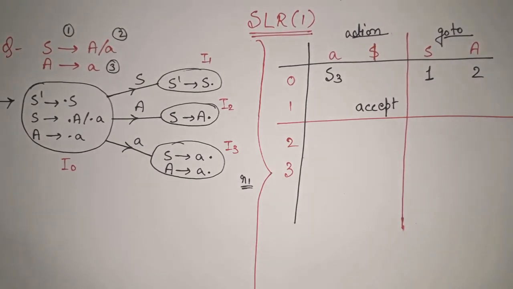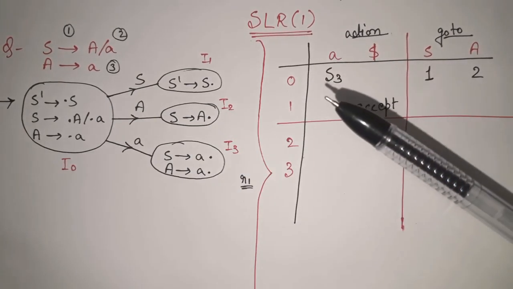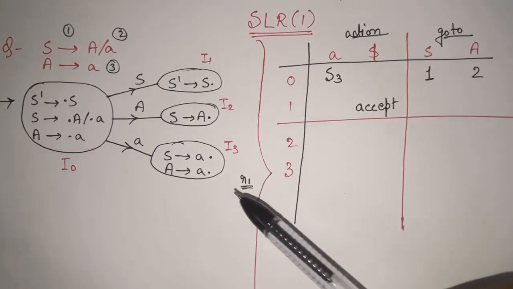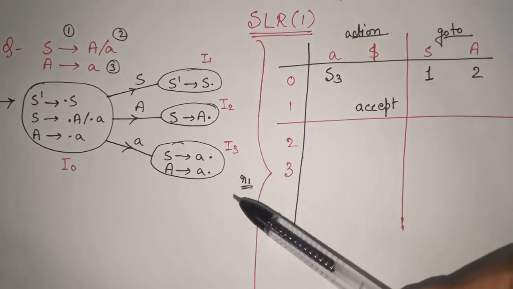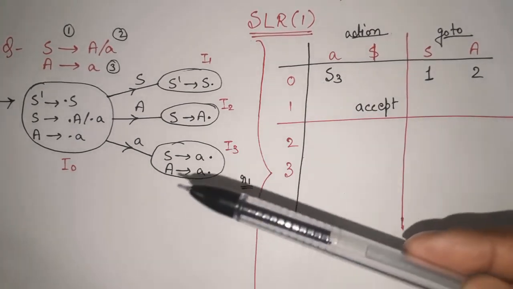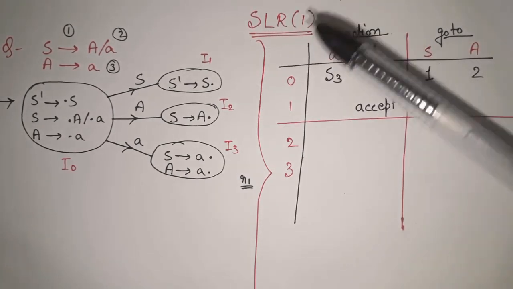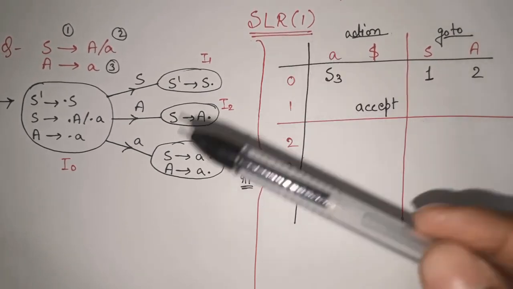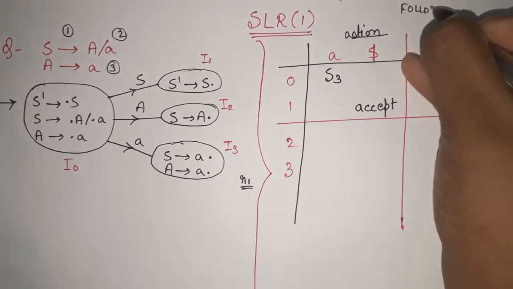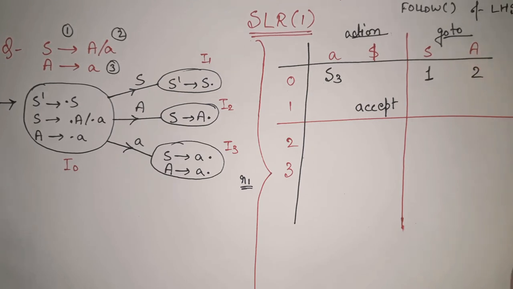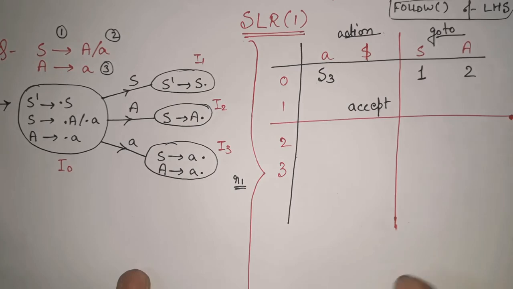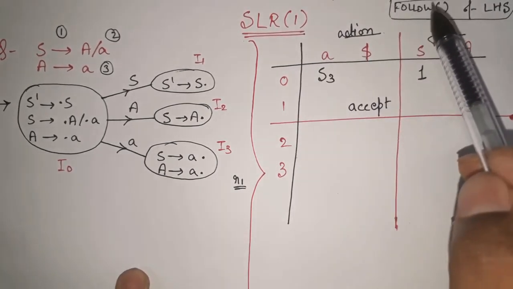But now the main question is where to write this reduce 1. In LR0, we have seen the example of LR0. In that case, we were writing the reduce move, R1, R2, R3, whatever, in the whole column, in all the columns of the action part. But this is where SLR1 will be different. In SLR1, we will write the reduce moves only in the follow set of LHS. This is how SLR1 will be different. Here we will write the reduce moves only in the follow of LHS.